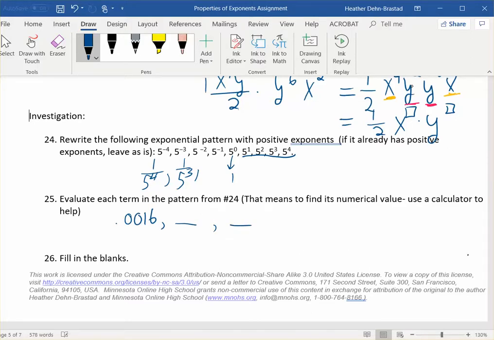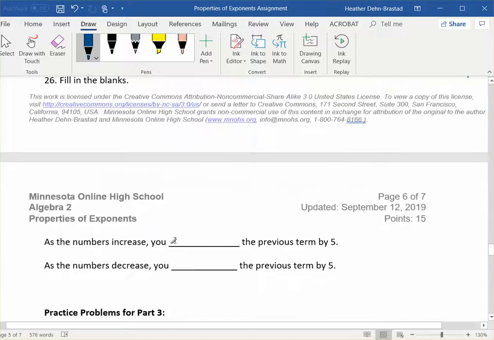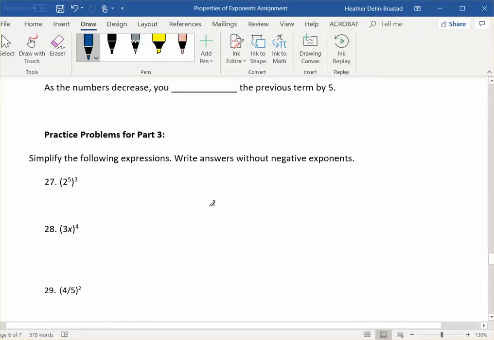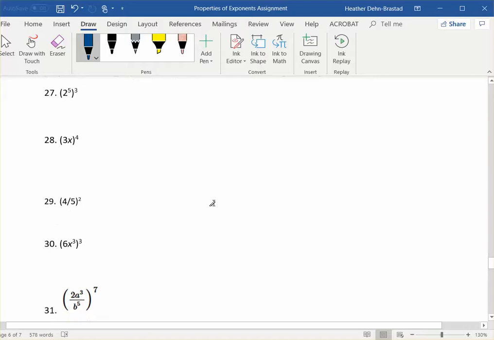And then this part goes on to the next page. You can fill that in. And then there's some practice problems that go along with that. I'm going to look at number 30. We're almost done with this. I know it's a long assignment, but it is worth more points, so it will take you a little longer, but there's not as many assignments in this folder.